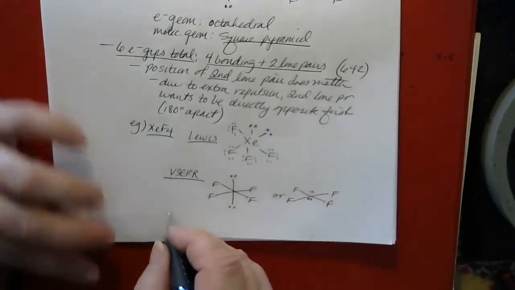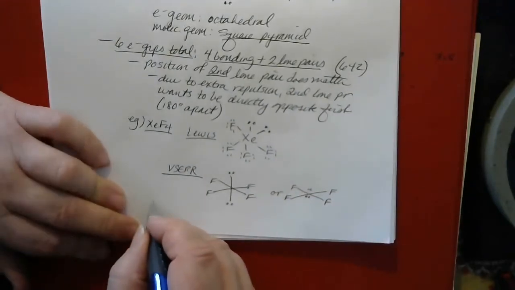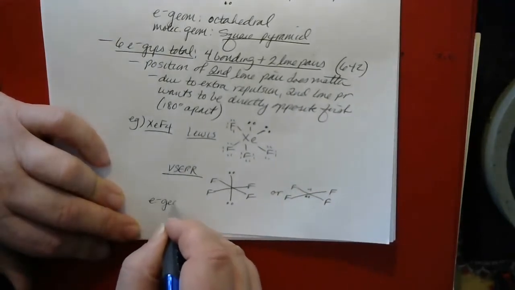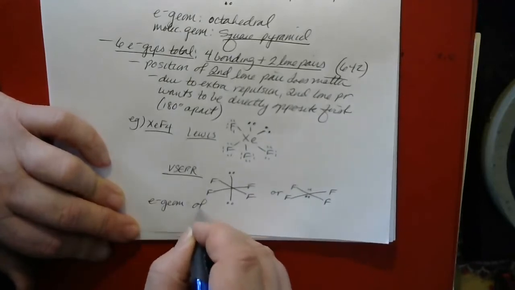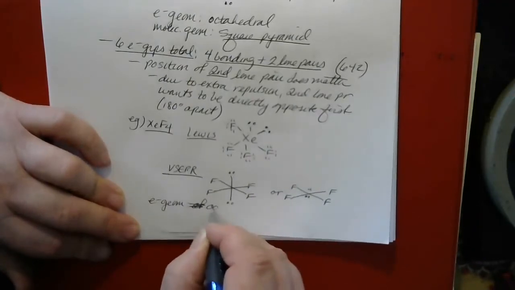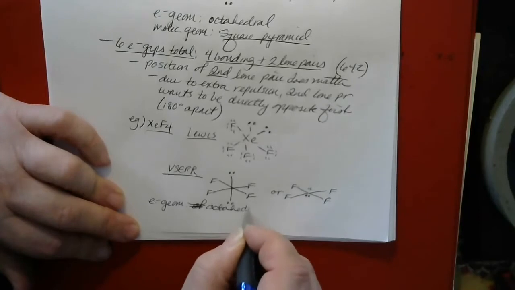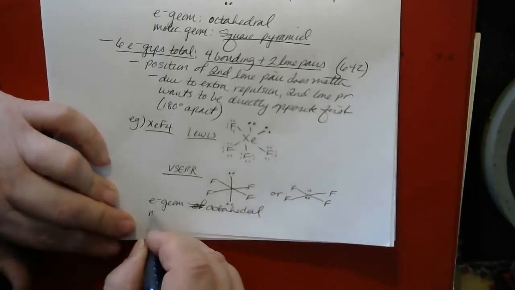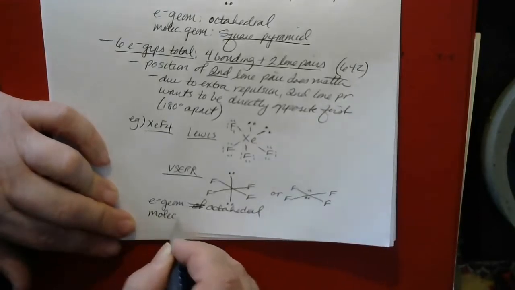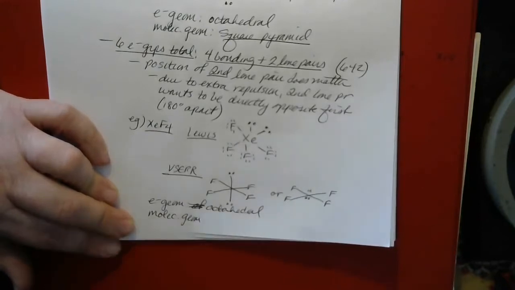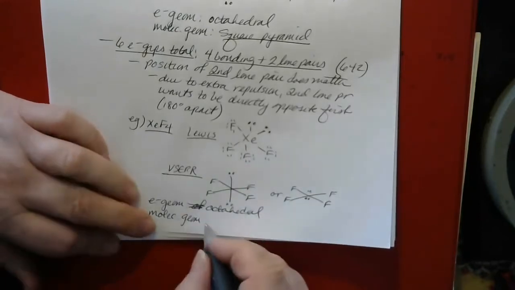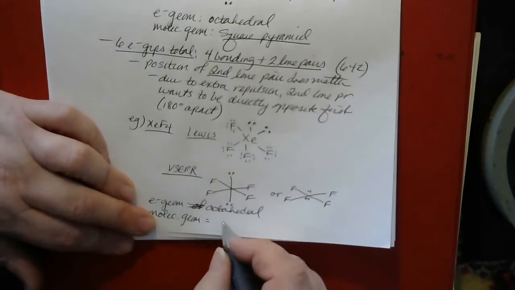Oh, I didn't actually name these, did I? The electron geometry, of course, is octahedral. The molecular geometry is square planar.